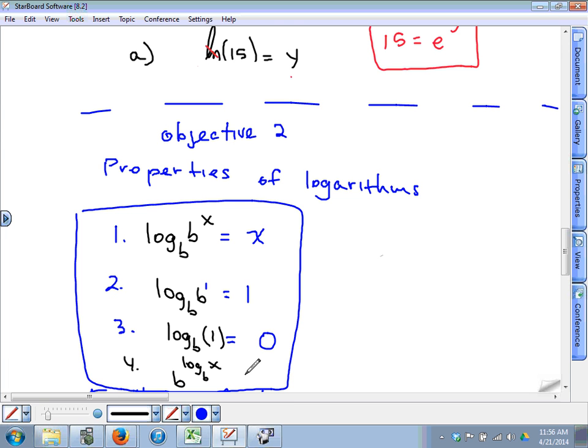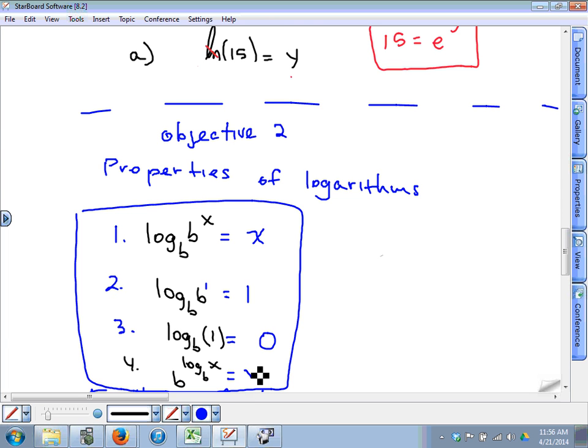Now this one, it's actually just kind of like number 4 in reverse. A logarithm cancels a base, right? Well, what does a base cancel then? A logarithm. So what's left over from this expression? x. There you go.